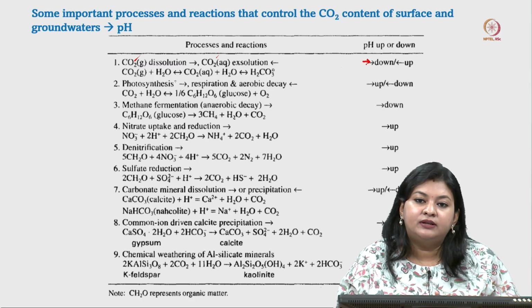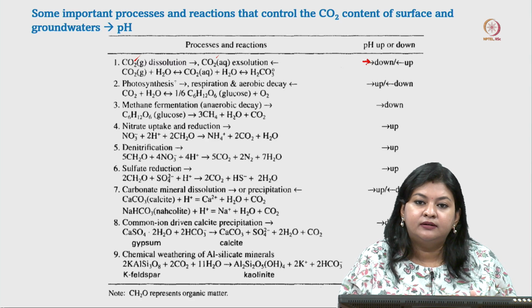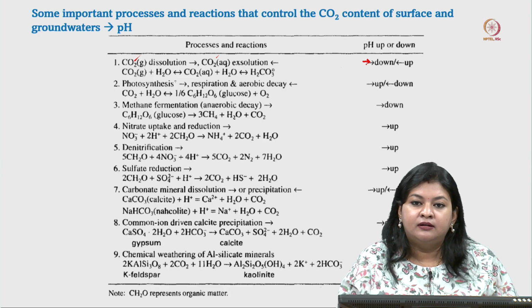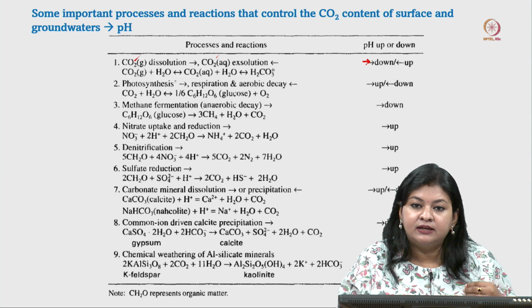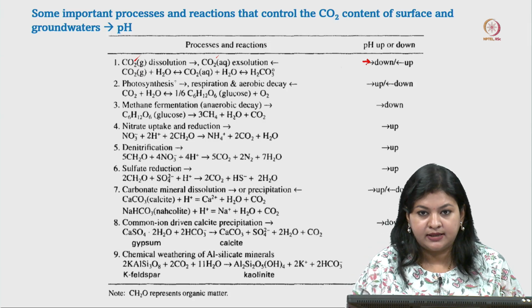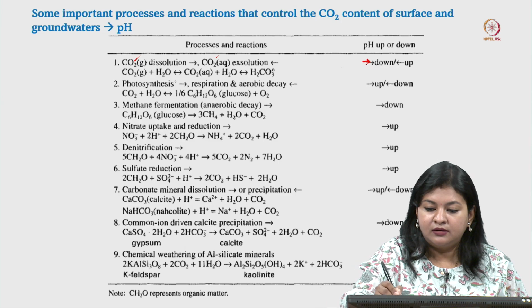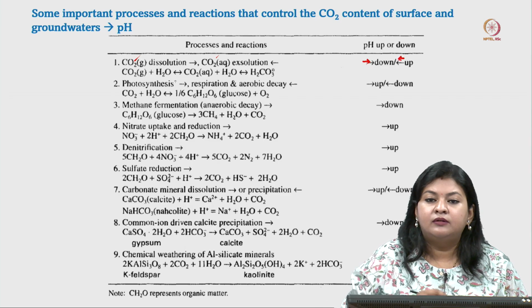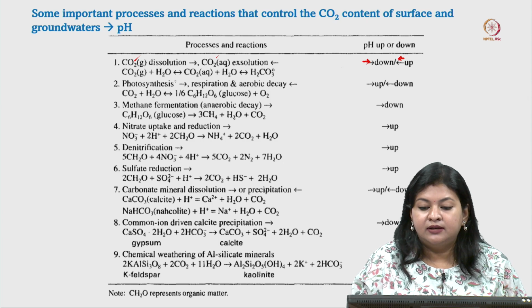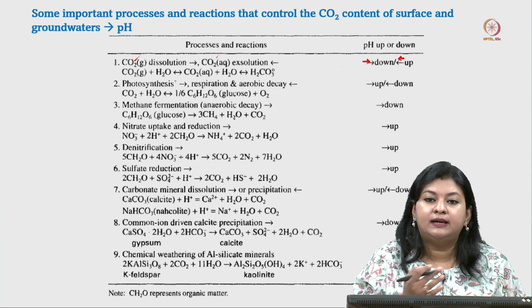Just the opposite, if the reaction is going in the opposite direction, where carbonate release is happening, carbonate is getting released from the system, so it is a source of carbon dioxide, then the pH will move up. So, for the backward reaction, the pH will move up, up meaning it is moving towards a more alkaline solution.